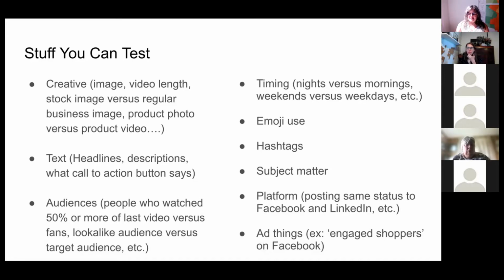You can test text, certain headlines and descriptions, and even what the call to action button says. If you want to take out an ad in particular, you can make it say shop now or learn more or book now. Even that can affect what people will do. You can test audiences. For example, if you post a video, one thing you probably didn't know you could do on Facebook and Instagram is target people who have watched a certain percentage of that video. You can do this on YouTube too, anywhere that has video.